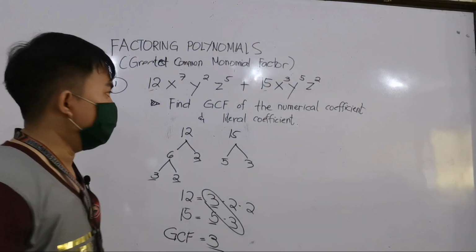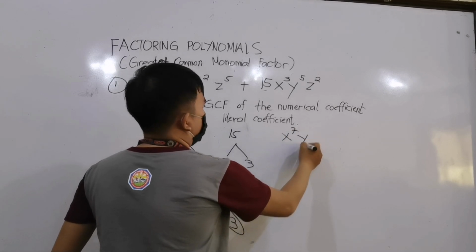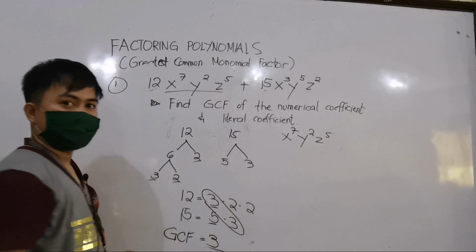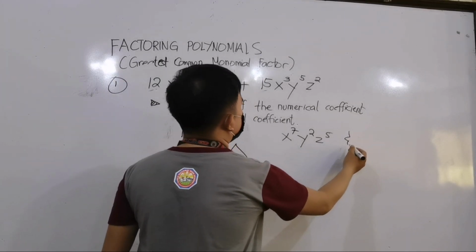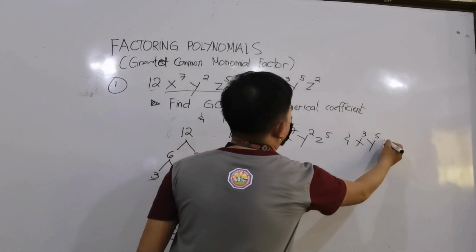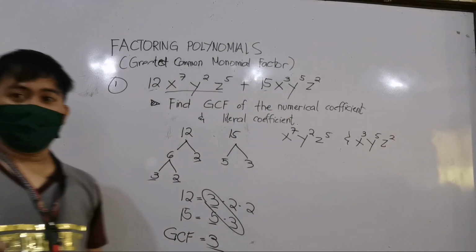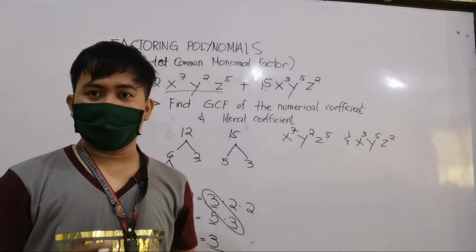Alright. Okay. We have x raised to 7, y squared, z to the 5. Dito ko po kinuha yan. And x cubed, y raised to 5, and z squared. Ulitin ko po paano po kukuha ng GCF ng polynomials.